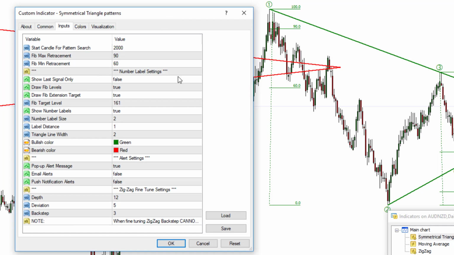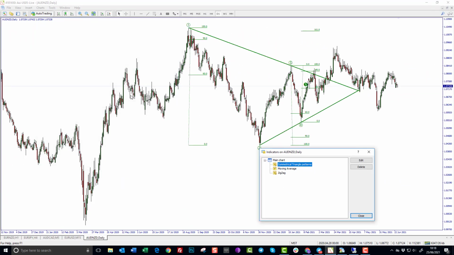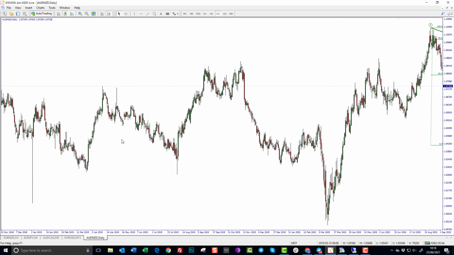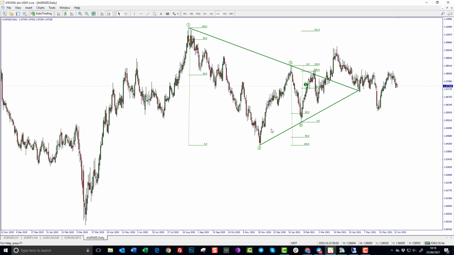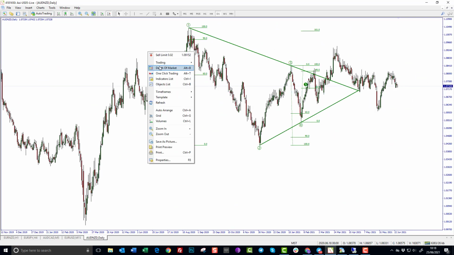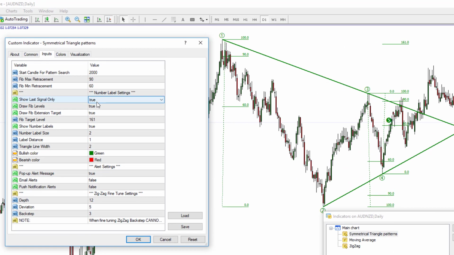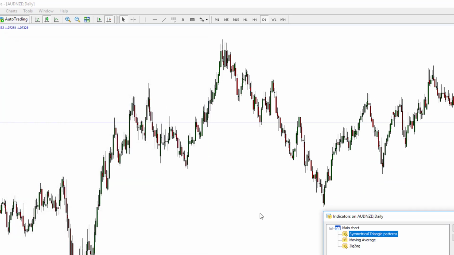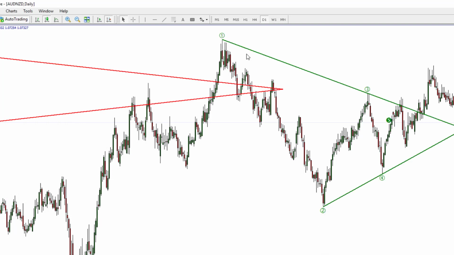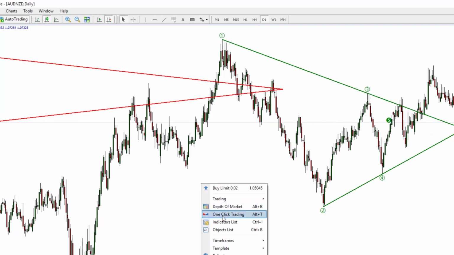You can set the indicator to also just show you the last signal. So if we set this to true, you'll see that all the other patterns on the chart will disappear. So we just have the one pattern. This is to keep your charts nice and clean. And we have other settings here for turning on or off the Fibonacci levels. So you could say that I don't want to see the Fibonacci levels, and that will just leave the triangles in place for you with the labels on them.